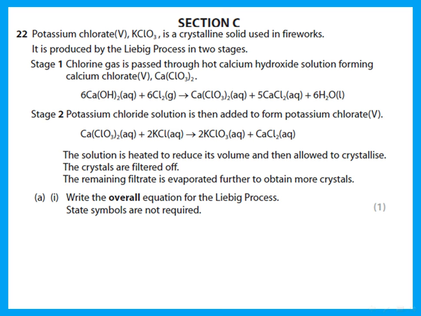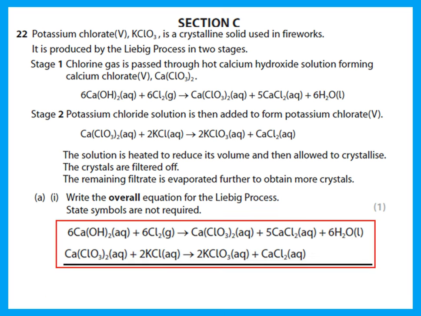The solution is heated to reduce its volume, allowed to crystallize, crystals are filtered off, and the remaining filtrate is evaporated further to obtain more crystals. And the first question says, write the overall equation for the Liebig process. Remember that the overall equation is the total of the equations for stage 1 and stage 2.